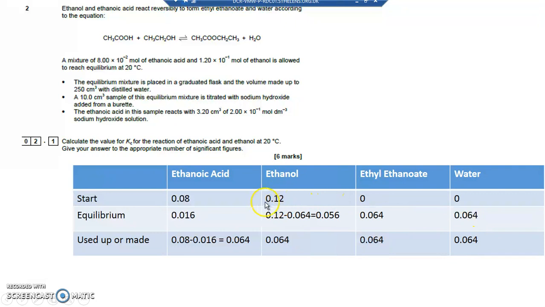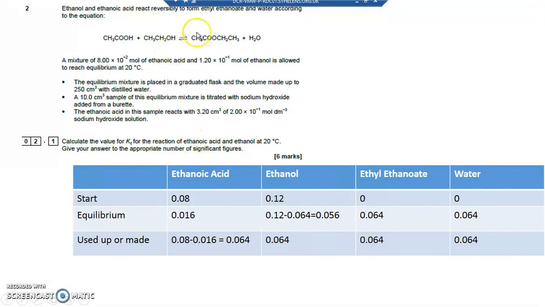Let's work out how much is in the equilibrium mixture then. The ethanol I started with was 0.12. I've just used up 0.064 moles of it, so I can work out how much is left, 0.056. I didn't have any ethyl ethanoate to start with, and I made 0.064, so that's how much I've got in the mixture. And the same for water. I didn't have any water to start with, I've got 0.064 moles of water made.